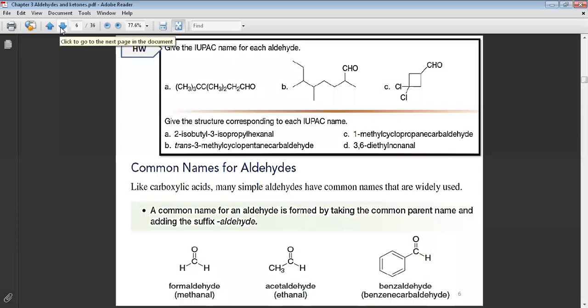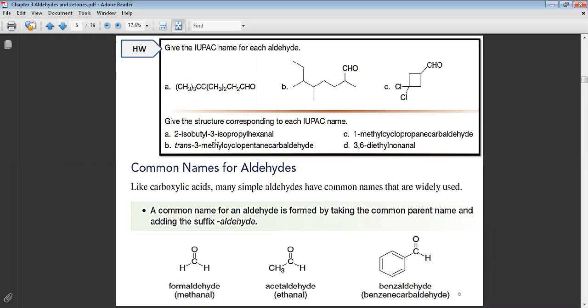Give the name for each aldehyde. You have this aldehyde, this aldehyde, this aldehyde. Of course, easy compounds. Write the name for this compound. Okay, this is for you. And also the reverse question: I will give you the name, and I want you to write the structure.